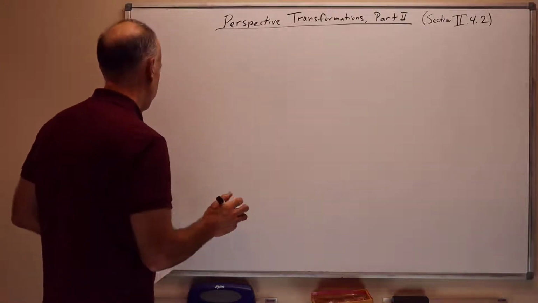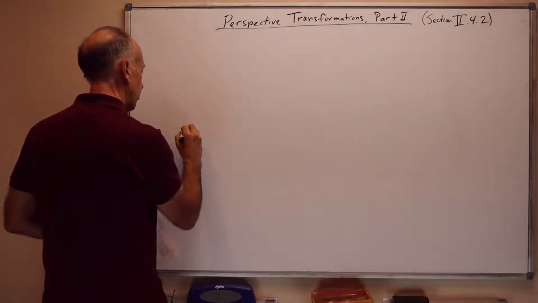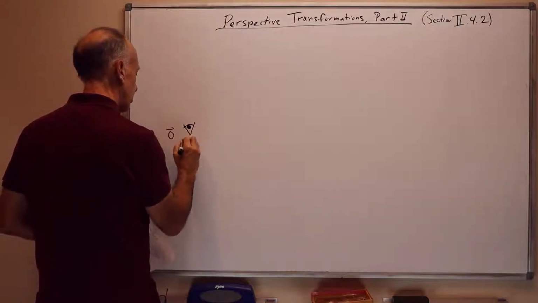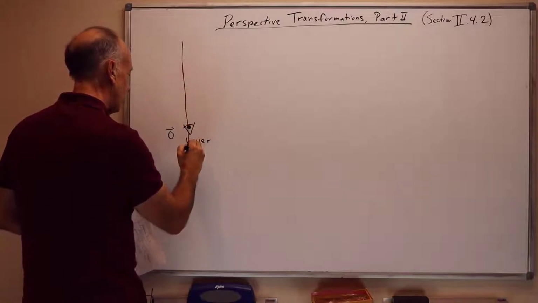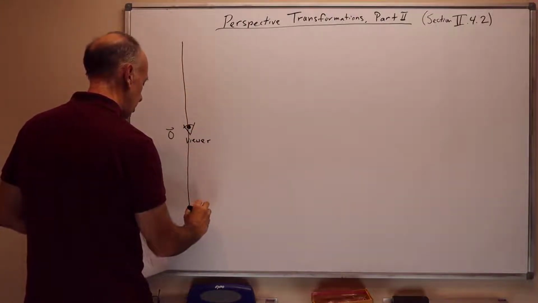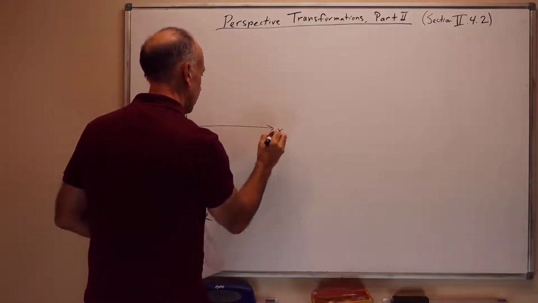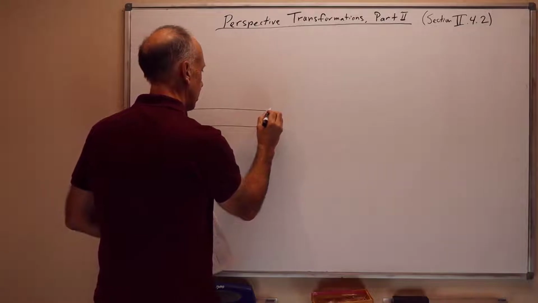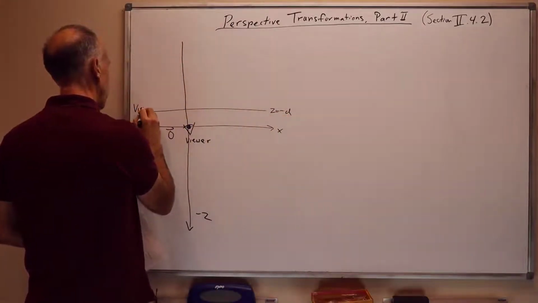So let's recall what went on in the previous presentation. We had a viewer, which I'm representing as a stylized eye, sitting at the origin. So here's the viewer. And it's a top view, so the negative z-axis is pointing downward. The positive x-axis is pointing this way. And here at z equals minus d, we have the view screen.